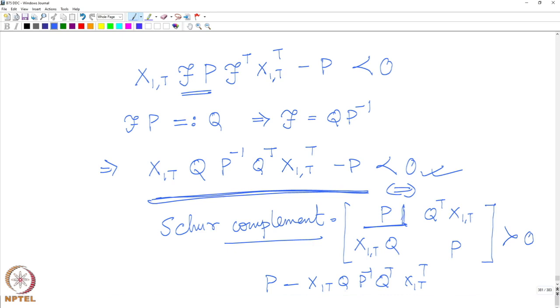Right. This matrix is positive definite, and that is the same as this expression. You just put the minus sign and change this sign. So, therefore, that is what we have. Okay.